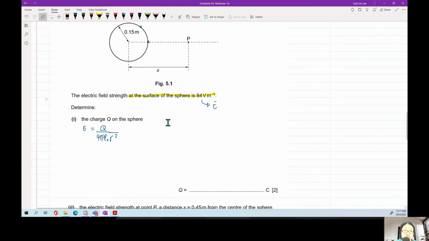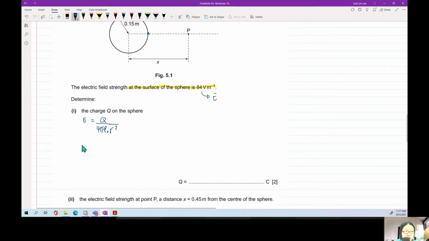Can substitute. Just substitute. So 84 is equal to Q over 4 pi epsilon naught. Our R, this one is at the surface. So at the surface, the R is 0.15 squared. Okay, so press your calculator properly, carefully, should bring you 2.1 times 10 to the power of negative 10 coulomb.